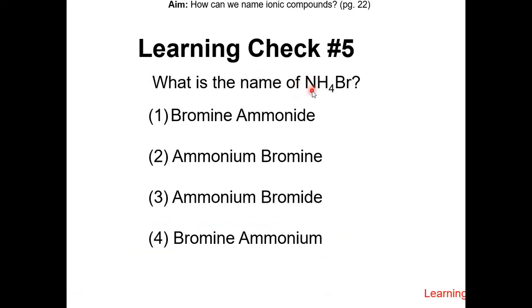What is the name of NH4Br? Pause the video and resume once you have the answer. So first you have to identify the polyatomic ion. If you look at Table E, it's NH4, which is ammonium. Since bromine is the anion here, you have to change the ending to -ide. So that becomes bromide. So the name of NH4Br is ammonium bromide. That's choice 3.